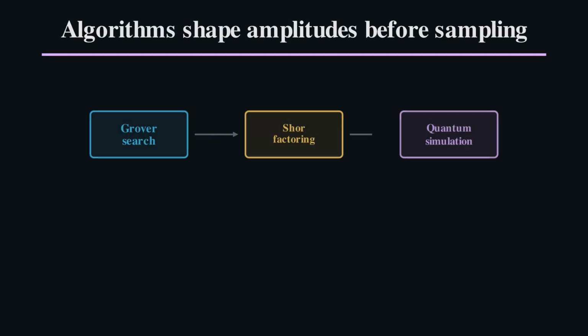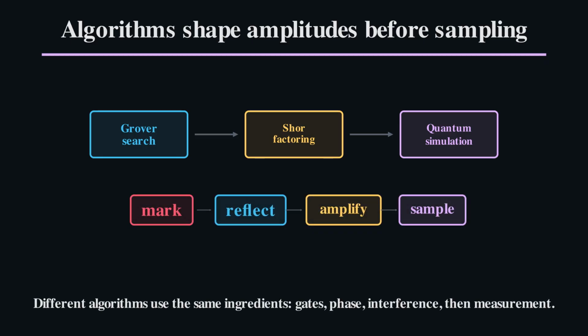This explains why famous quantum algorithms feel so strange. Grover's search repeatedly marks a target and reflects amplitude so the marked answer grows. Shor's algorithm turns factoring into a period-finding problem, then uses the quantum Fourier transform to make that period show up in measurement. Quantum simulation is even more direct. Use a quantum device to mimic another quantum system, the use case that originally motivated Feynman and Manin.